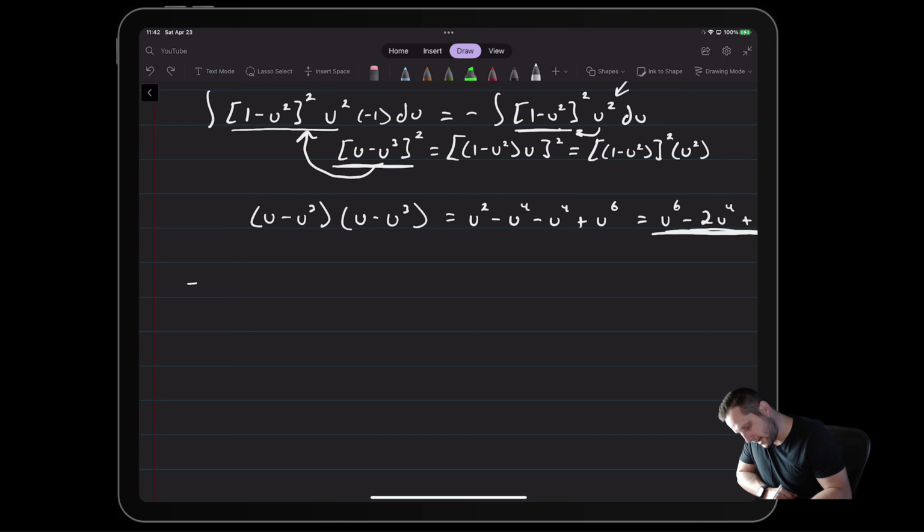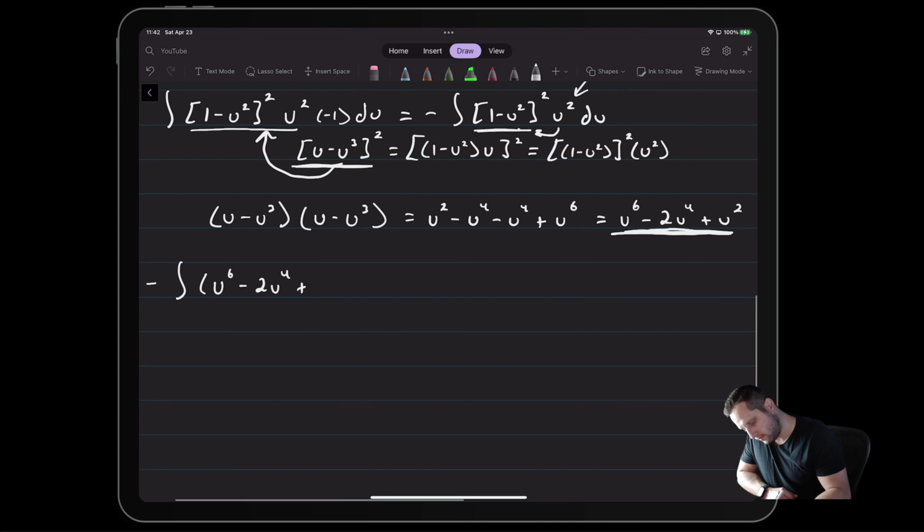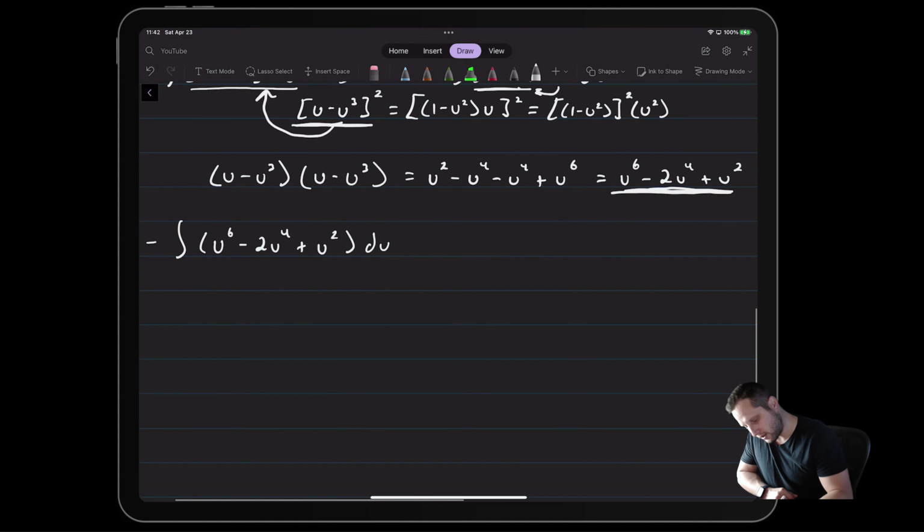So this is going to be negative integral of u to the sixth minus 2u to the fourth plus u squared du. And you can break this up because this is basically addition and subtraction. So let's go ahead and separate these into different integrals in case this is a little too much for you to do at once. So you can go right ahead and separate these. Now remember this negative, right?